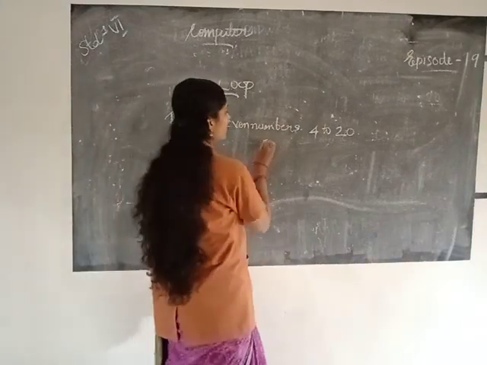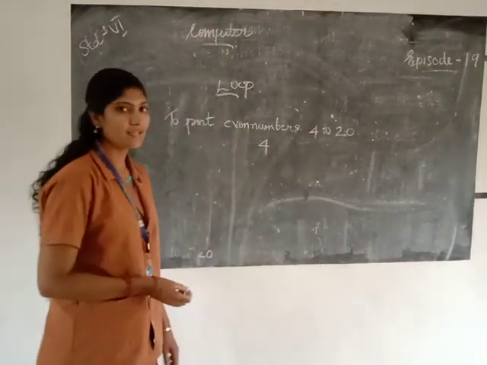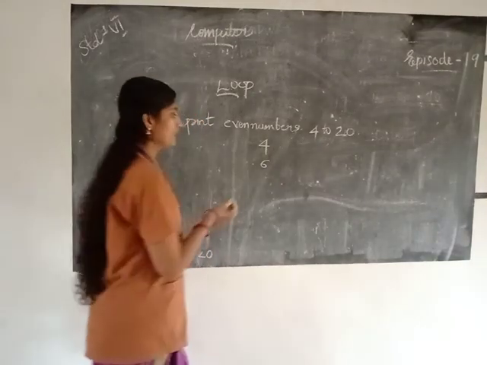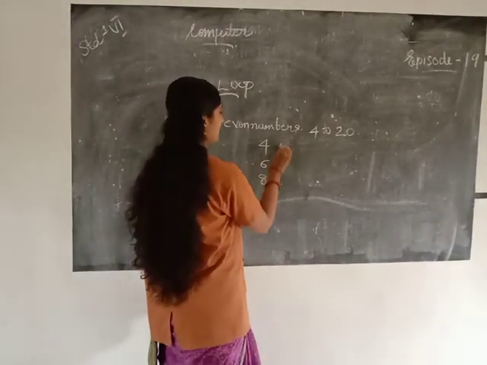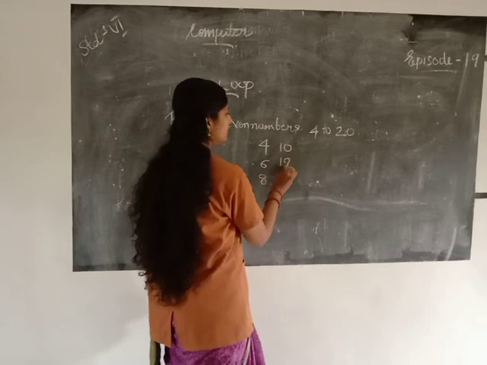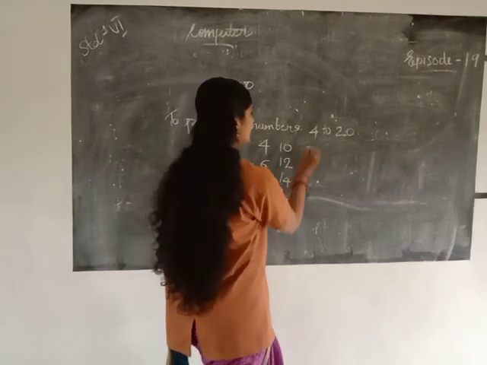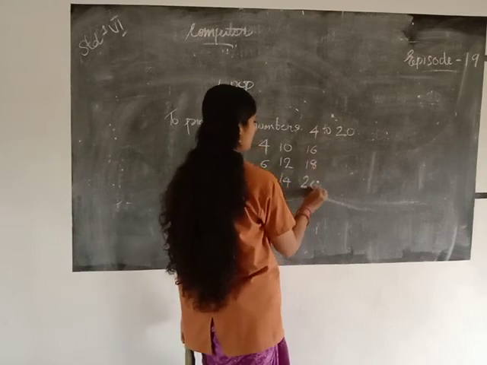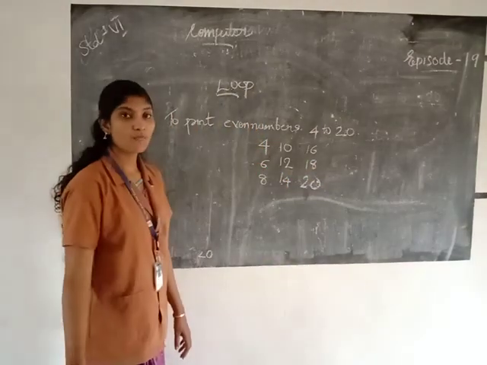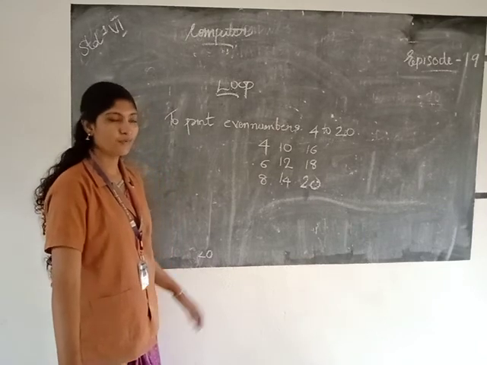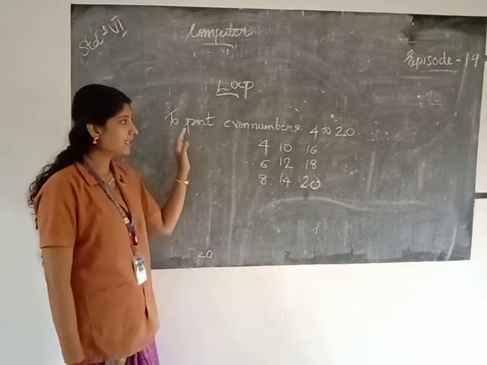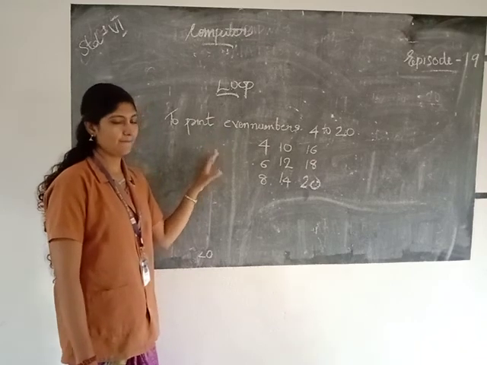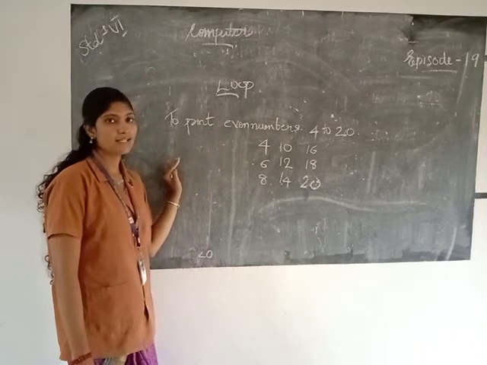So first is number 4. Next is number 6. Next 8. Then 10, 12, 14, 16, 18, 20. So these are the numbers we are going to print for the output. The question is to print even numbers from 4 to 20. Then let's see how the code would be.